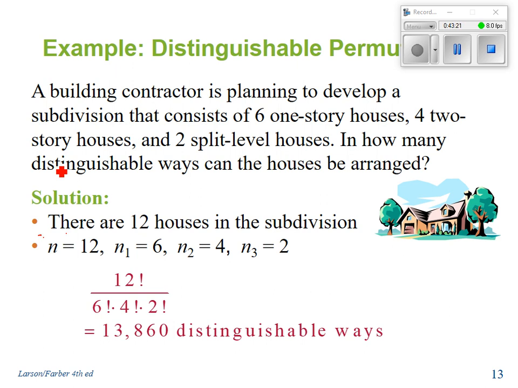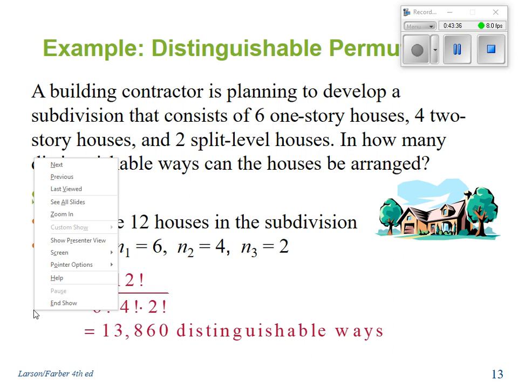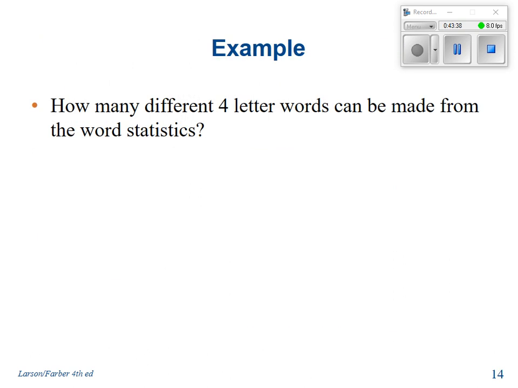Distinguishable. Now, if we didn't care if the 1-stories were all right next to each other, are there going to be more ways or fewer ways that they could build this? More. But if we do care, which they should, because I'm sure it makes it harder to sell.